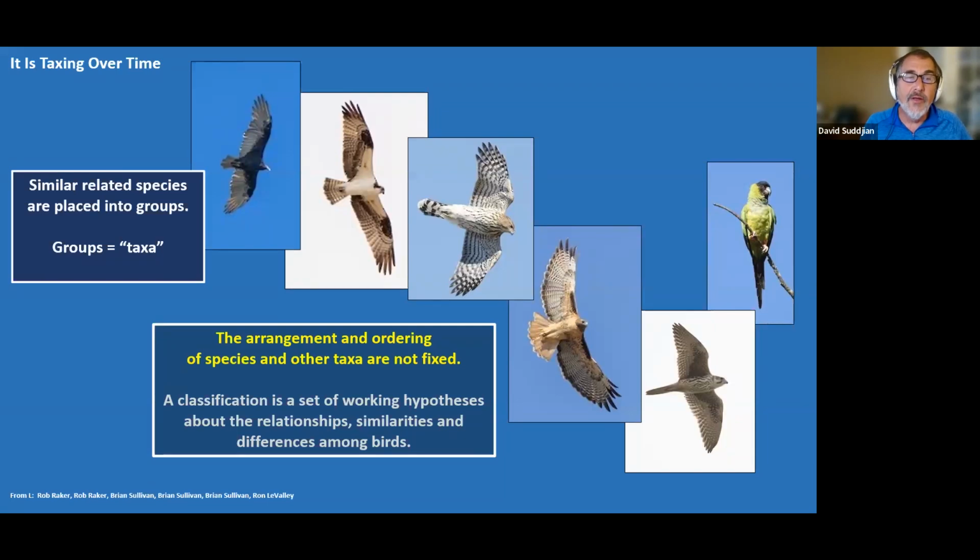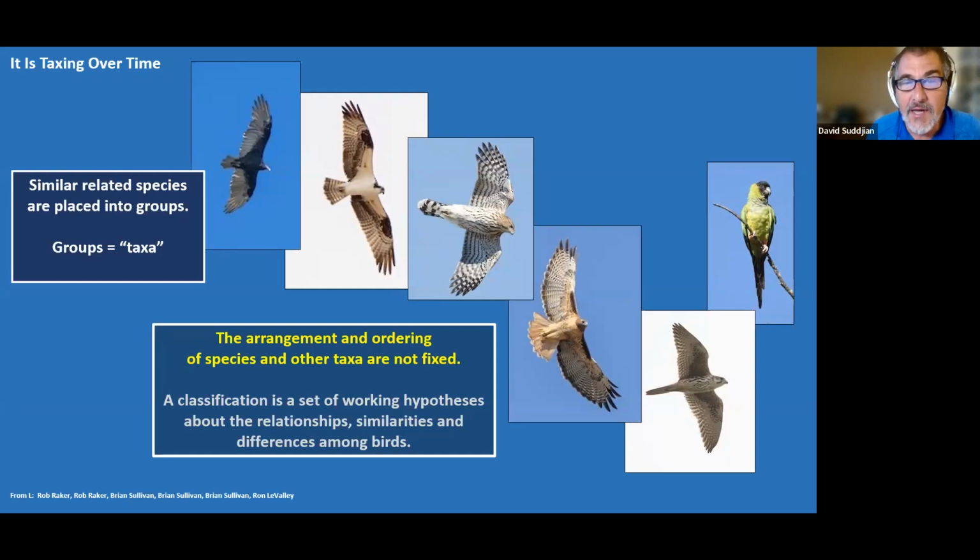All right, so what it's all about is similar related species are placed into groups. And a particular group at whatever level of that hierarchical table is called a taxon. And so a species is a taxon, but a family is also a taxon. So the arrangement and ordering of species and other taxa, higher levels, is not a fixed thing. It changes over time as our understanding grows and develops. So really the classification system that we encounter now on eBird, in our bird books, is reflecting a set of working hypotheses about the relationships and similarities and differences among birds. And those ideas can change over time, as we've all experienced in different ways, even if you've not been a birder very long.